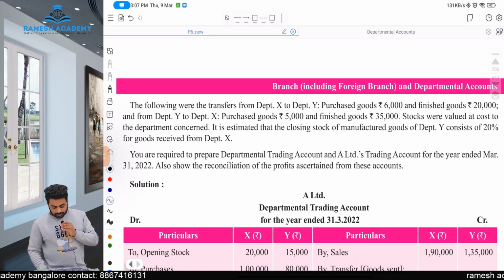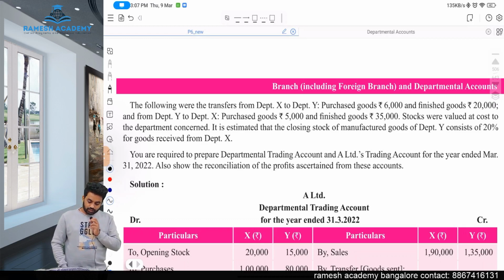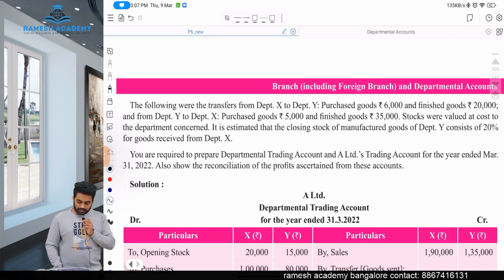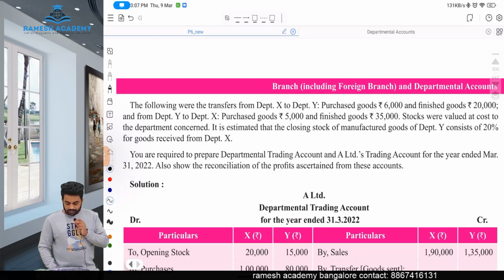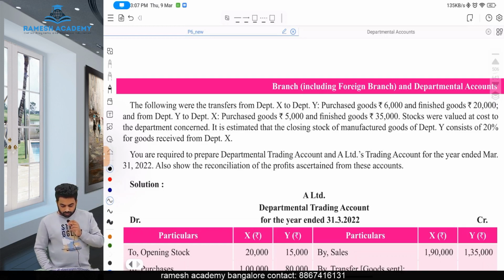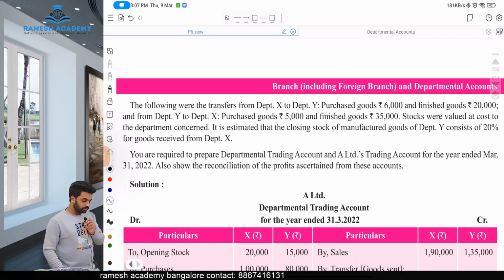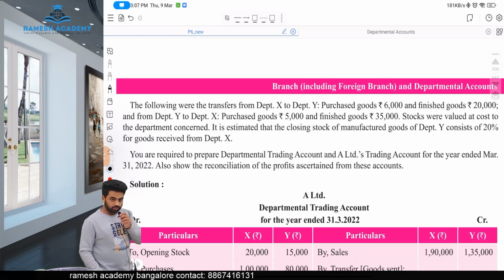It is estimated that closing stock of manufactured goods of Department Y consists of 20% of the goods received from Department X. You are required to prepare a departmental trading account and A's trading account for the year ended March 31, 2022. Also, show the reconciliation of the profit ascertained from these accounts. Kindly go through the question. We'll start.